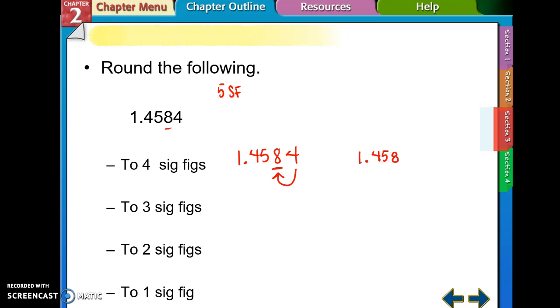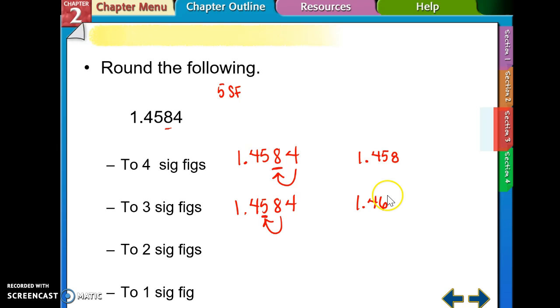If I were to round this to 3 significant figures, I would take 1.4584. I would go to my 3rd significant figure, 145. The 5th is my 3rd significant figure. I would look at that 8. How does it change that 5? Well, it's bigger than 5, so it's going to make it round up. So when I round to 3 significant figures, it would be 1.46.